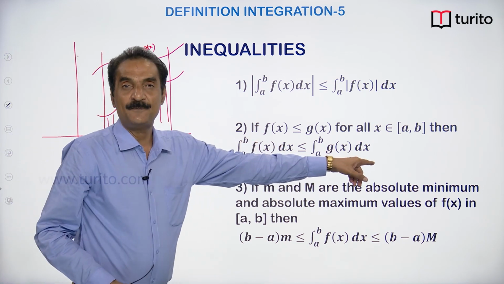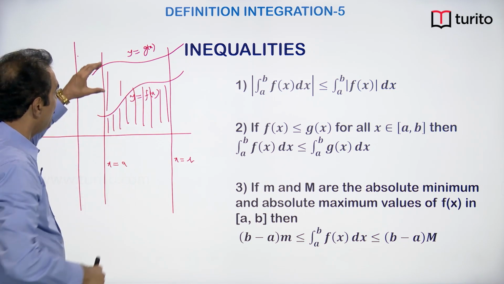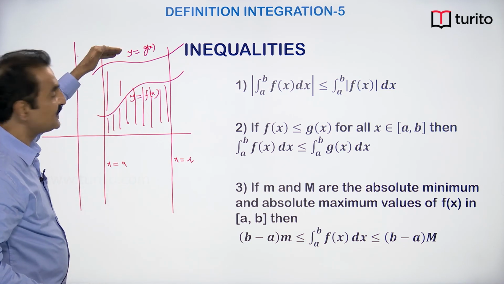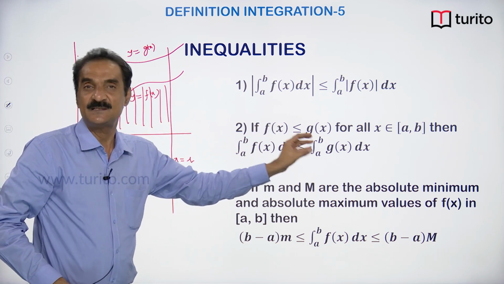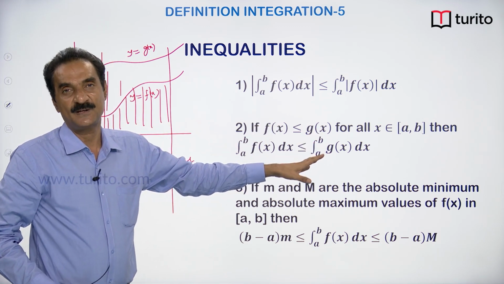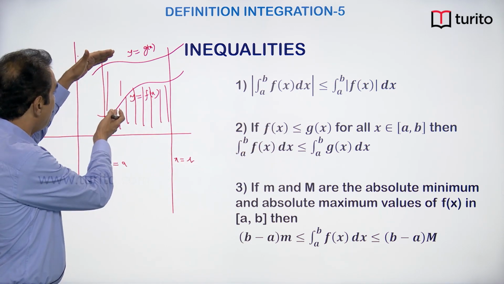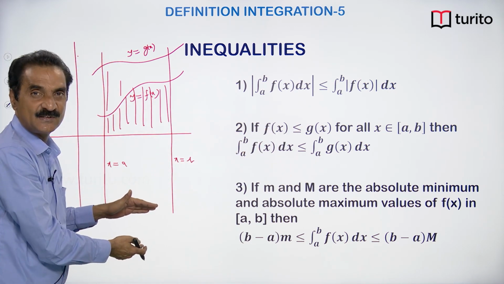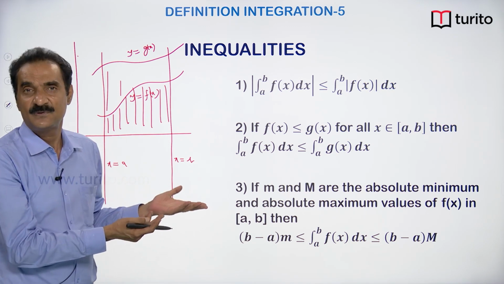And integral a to b g of x dx is sum of the values of g of x. Everywhere f of x is less than g of x. So, sum of the values of f of x will be less than sum of the values of g of x, easily understandable. Okay. Even if f of x and g of x are below the x axis, that does not matter, same thing will be true.